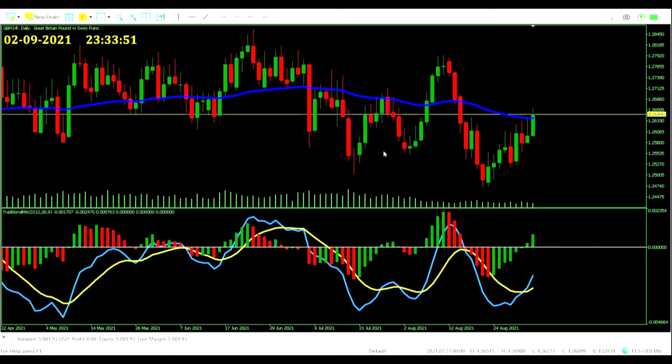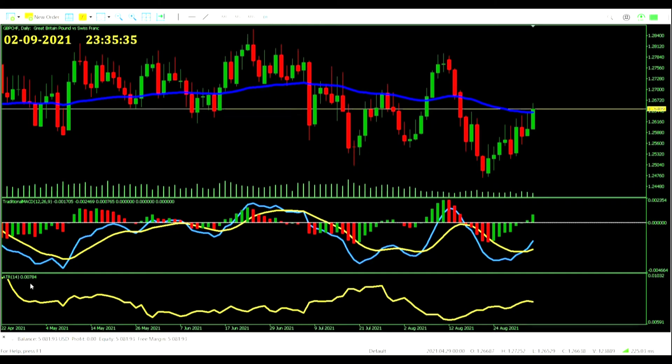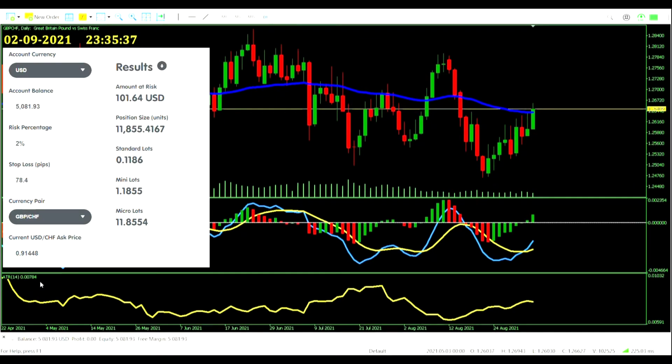Back on the Great British Pound Swiss franc pairing then, this is our only entry signal we're getting from the 21 currency pairs. As our previous trade, the New Zealand dollar Swiss franc pairing has now closed. That means that we can take this signal. We wouldn't have wanted to load up if this entry had meant taking a second trade on the Swiss franc, but now we'll only have one open on it. So let's pull up our average true range. So you can see the ATR 78.4 pips as its current reading.